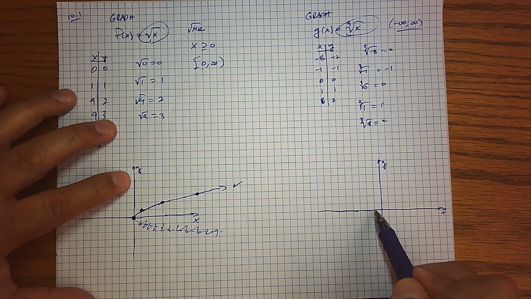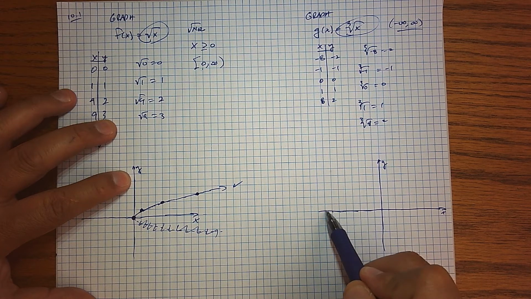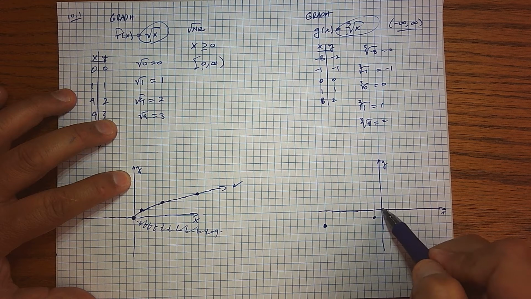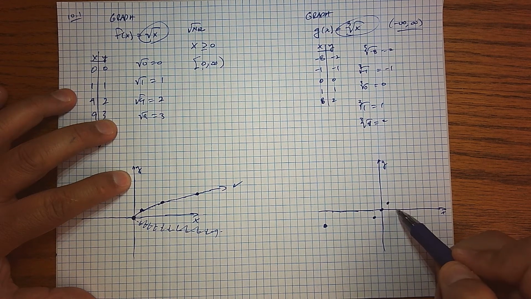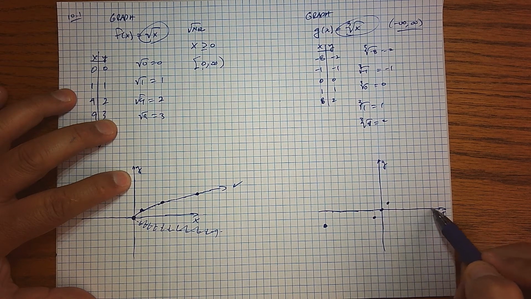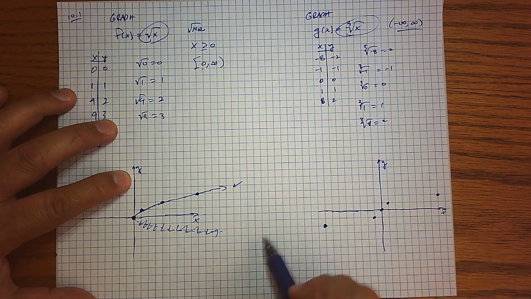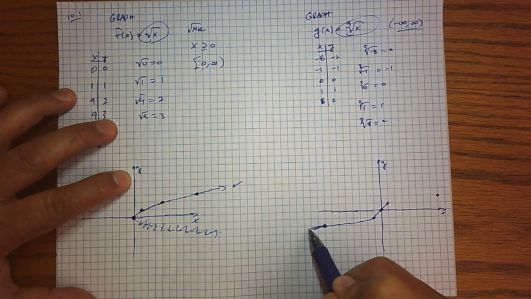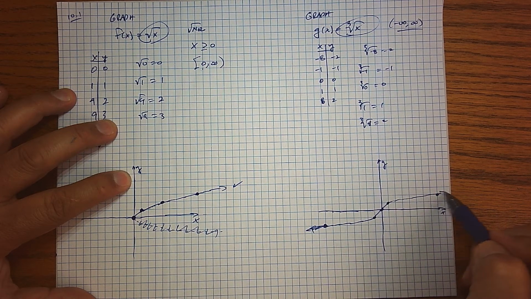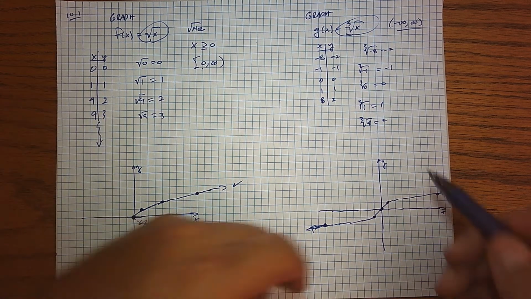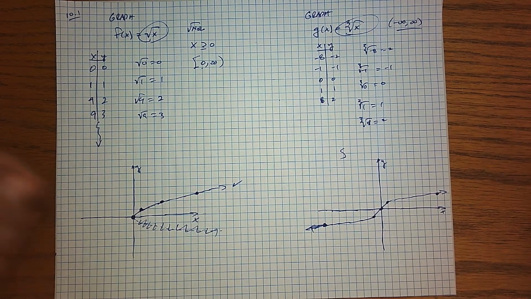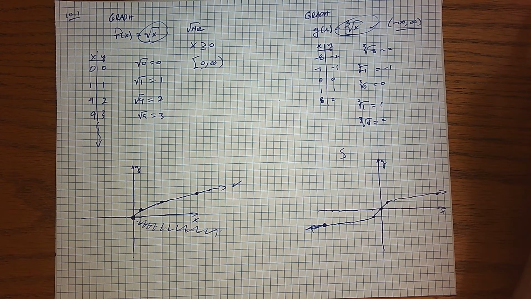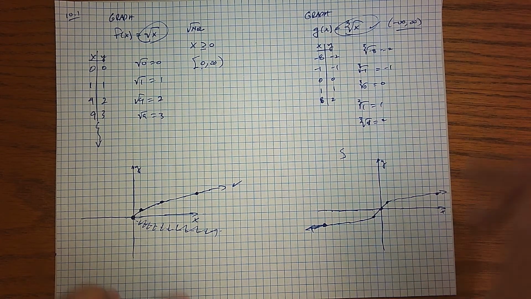We have (-8, -2). We've got (-1, -1), (0, 0), (1, 1), and then (8, 2). So if we kept going on in either direction, the graph is just going to keep on going forever this way, and it's going to keep on going forever that way. So it's kind of like an S shape that's been elongated. And that's a classic shape for a cubic graph. That's exactly what they look like.